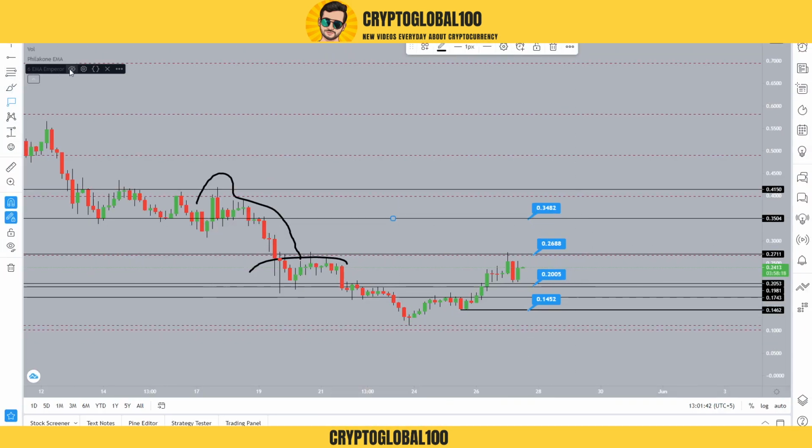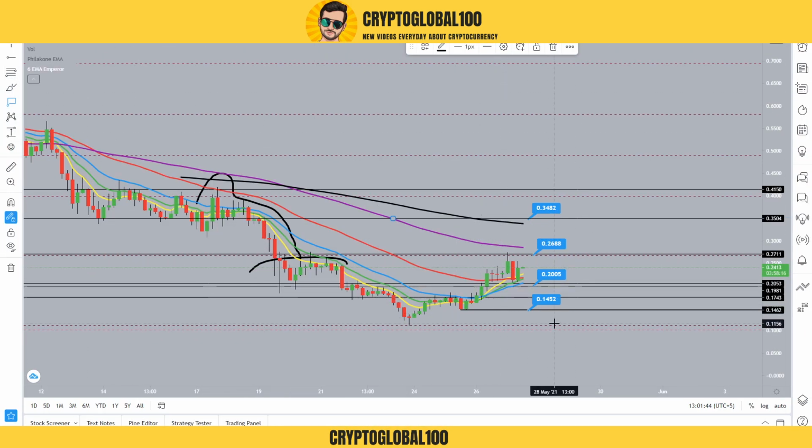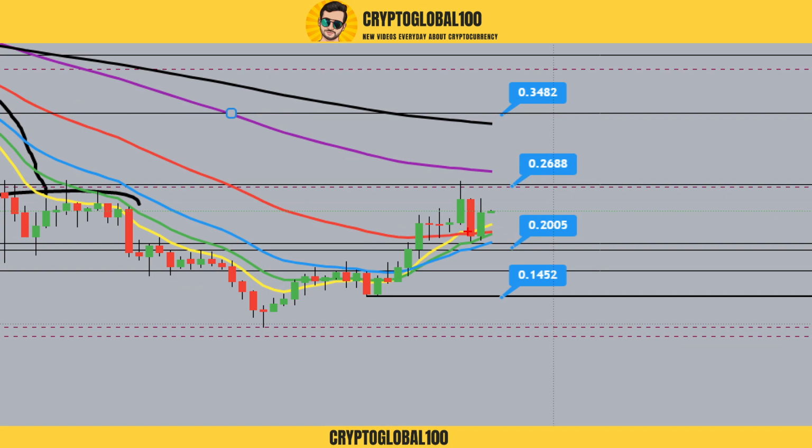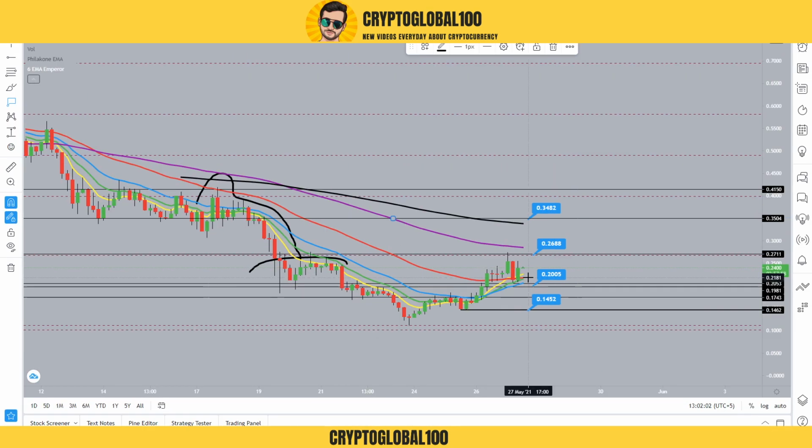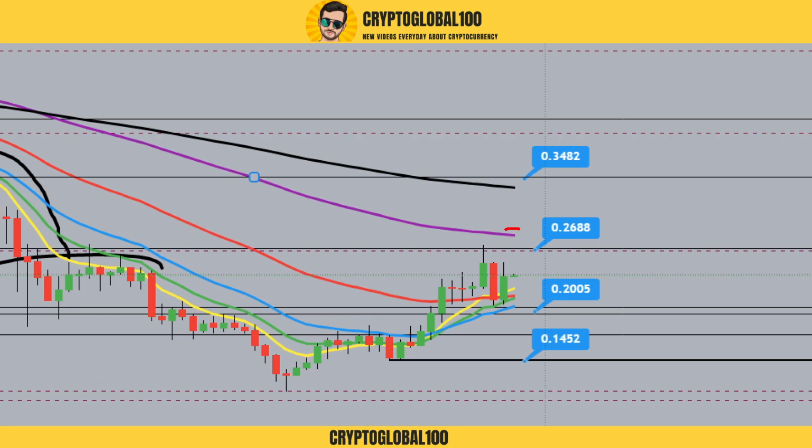Also, if I turn on the EMAs, you can see the yellow line. If it gets rejected from the 13 EMA, oh sorry, this green line is the 13 EMA. If it gets rejected from this area, it means we are now in the uptrend, because this one is a 100 EMA, this one is a 200 EMA.